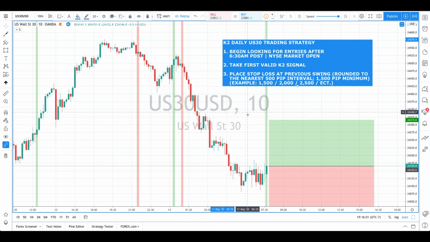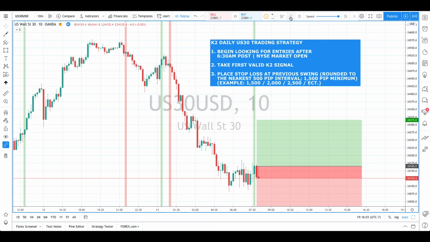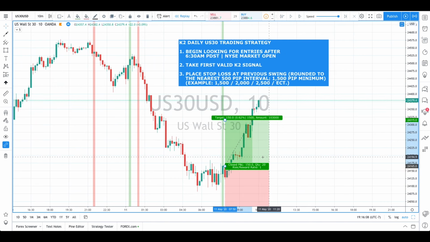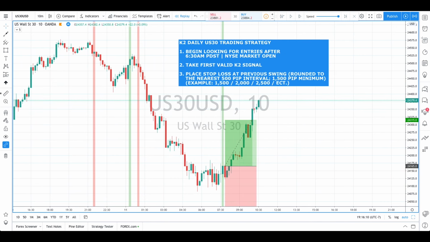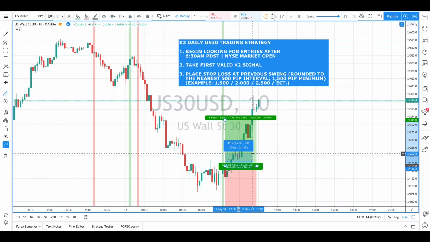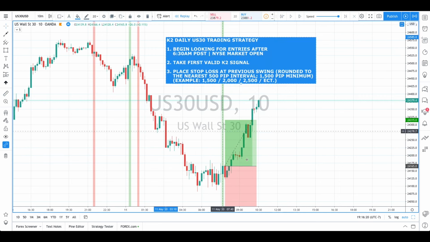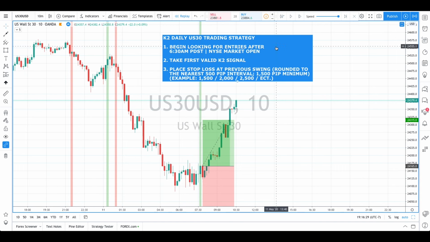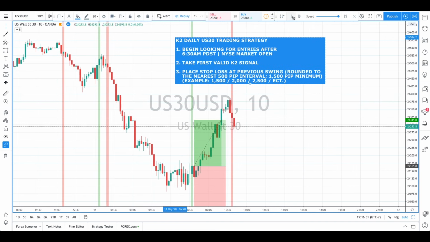Alright, so now we have that all set up. We're going to let it run. There you go, profit target. Easy as that, guys. So let's see how long this took. This took about 2 hours and 10 minutes. So in about 2 hours and 10 minutes, you would have made 1,500 pips. So that's the trade for this day. For this strategy, we're only taking one trade a day, and that's going to be on market open. So this is going to be the trade for May 11. Let's move forward to the next day, and I'll show you guys another example.